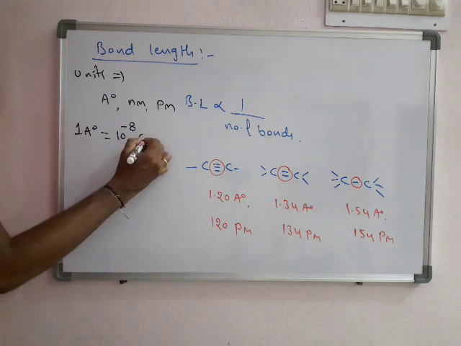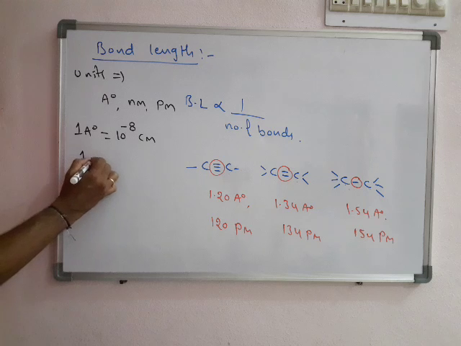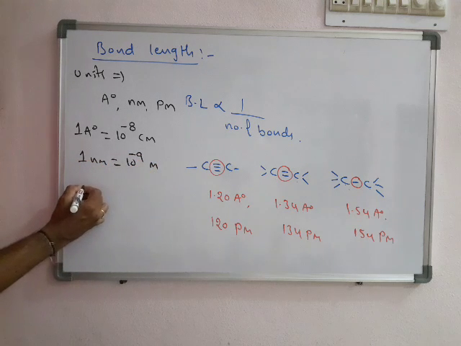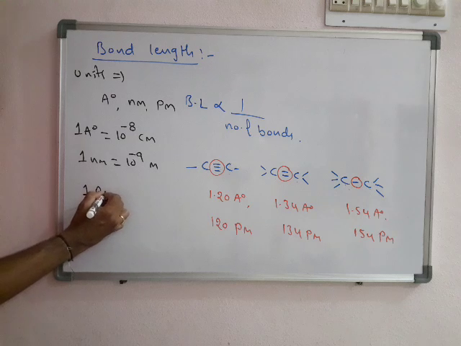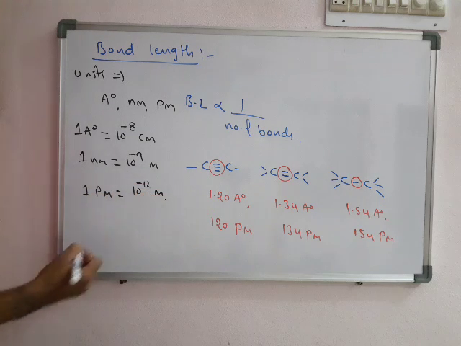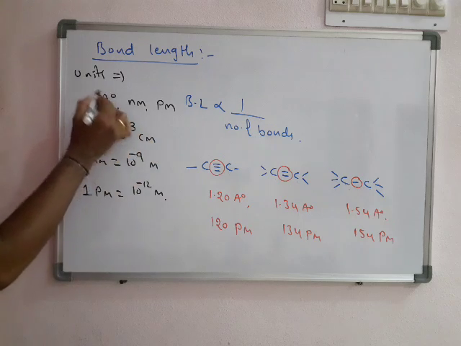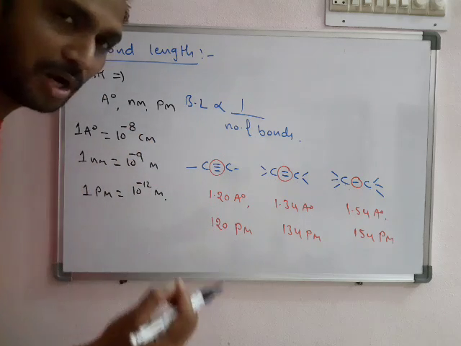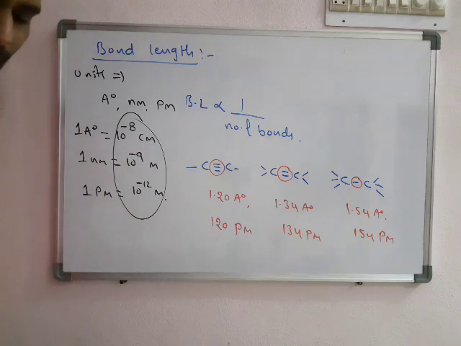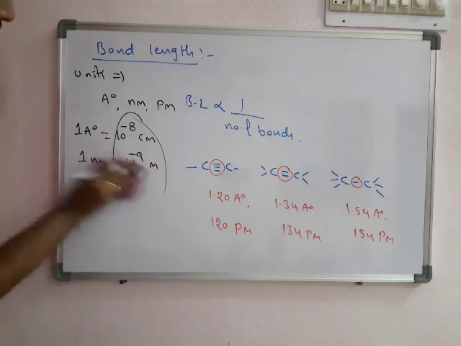10 power minus 8 centimeters. So what is 1 nanometer? 10 power minus 9 meters. So what about 1 picometer? 10 power minus 12 meters. Bond distances are generally very small values, so they are represented in small units. Okay, next.